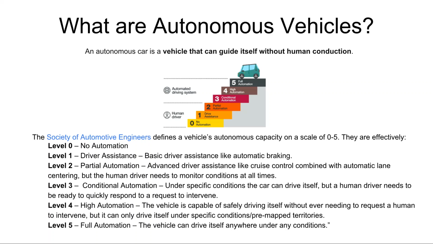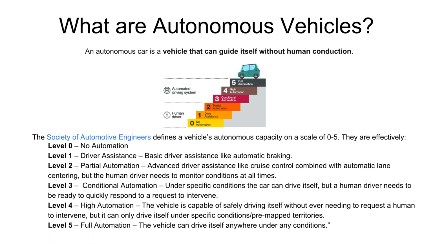They are effectively: Level 0, no automation. Level 1, driver assistance. Basic driver assistance like automatic braking. Level 2, partial automation. Advanced driver assistance like cruise control combined with automatic lane centering, but the human driver needs to monitor conditions at all times.